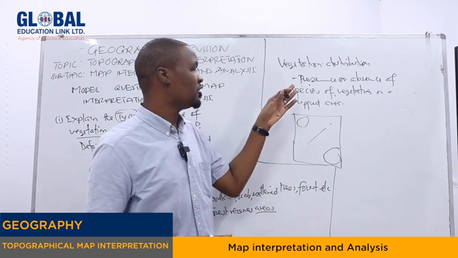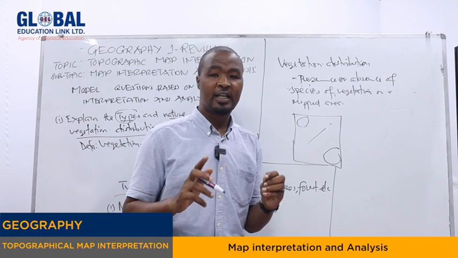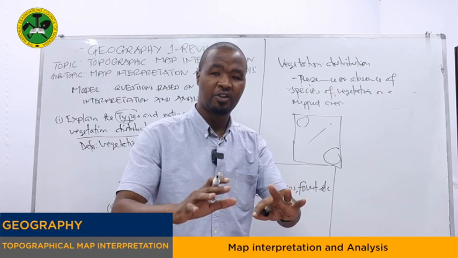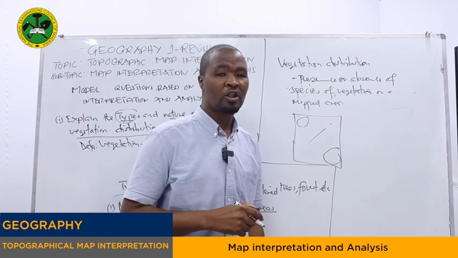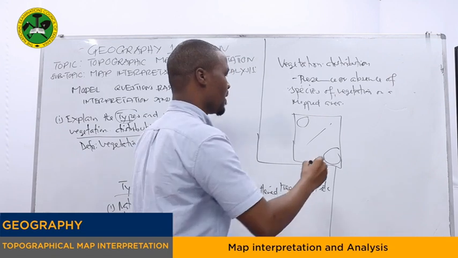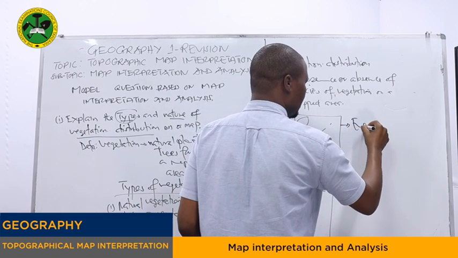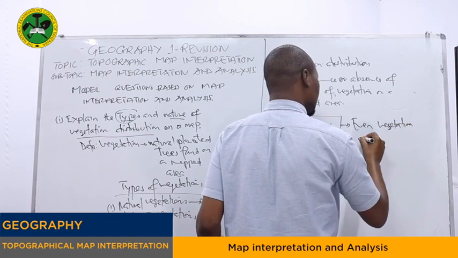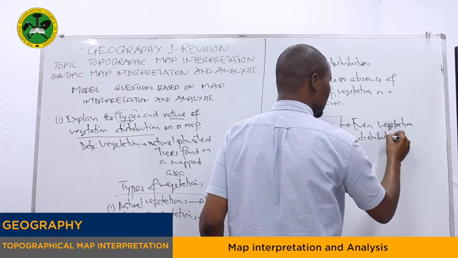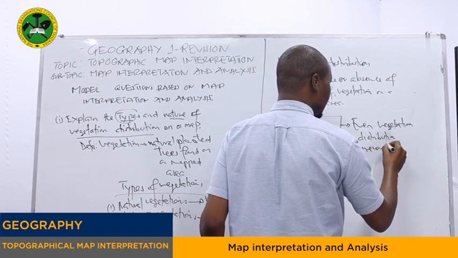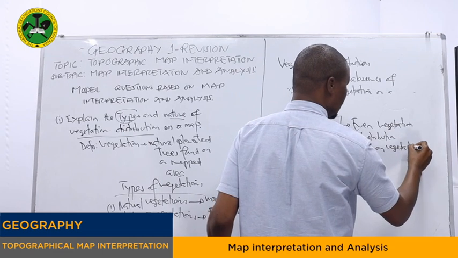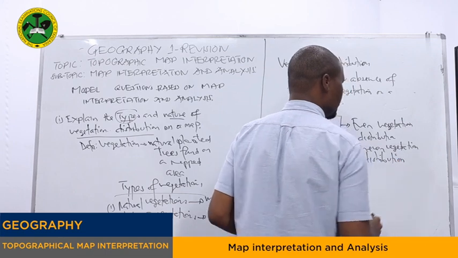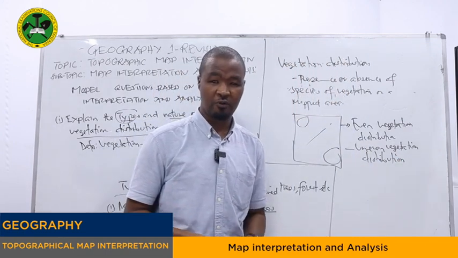So, in explaining the nature of the vegetation distribution, it means they need us to explain how vegetation distribution or variation is found within the map area. So we have two types, or nature, of vegetation distribution. We have the even vegetation distribution and the uneven vegetation distribution. Listen to me very carefully. We have the even vegetation distribution and the uneven vegetation distribution.